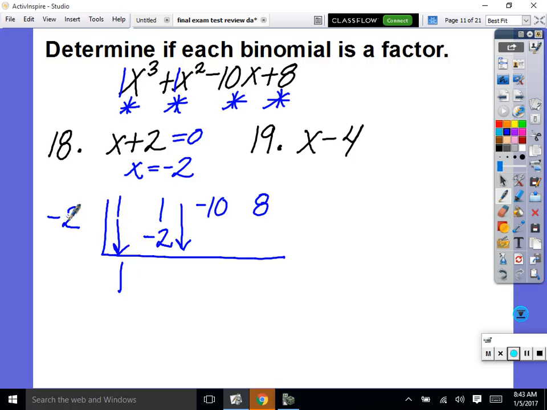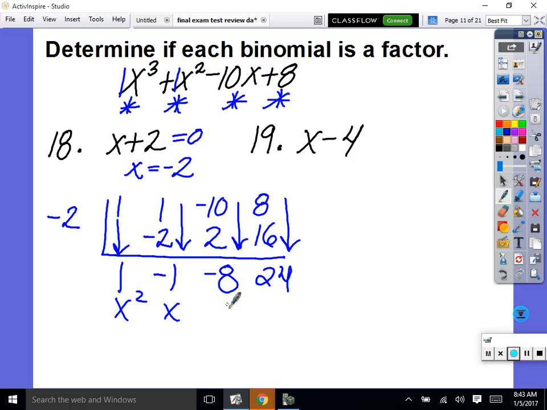1 times -2 is -2. We add straight down and get -1. -1 times -2 is +2. We add straight down and get -8. -8 times -2 is +16, and we add straight down and we get 24. So then remember, we went from a cubic, we divided this using synthetic division once, didn't it go from a cubic down to a quadratic? So x squared, x, constant, remainder. Or we work backwards: remainder, constant, x, x squared, right everybody? Because the end thing's always your remainder.